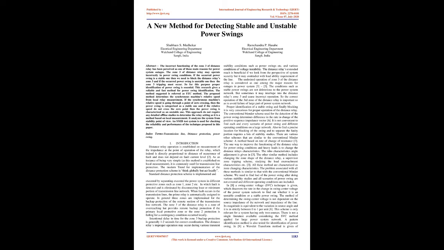If the synchronous machine's relative speed is going through a point of zero crossing, then the power swing is categorized as a stable one, and if the relative speed does not cross the zero point, then the power swing is characterized as an unstable one.